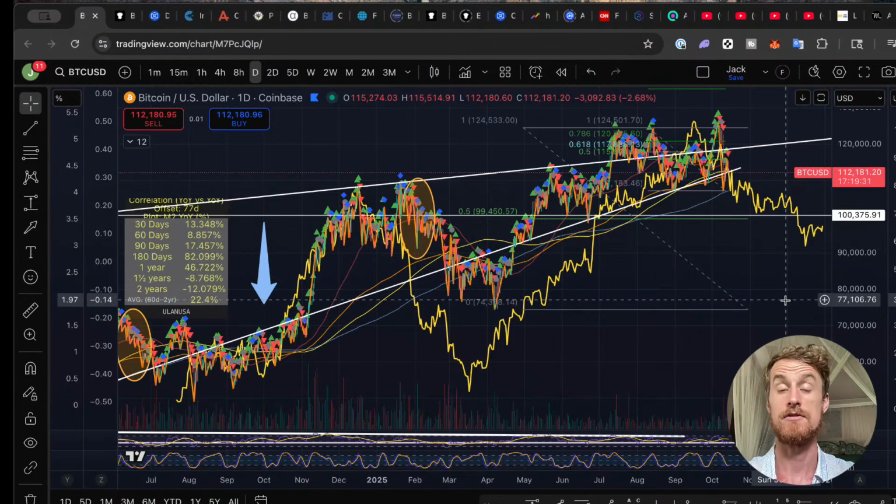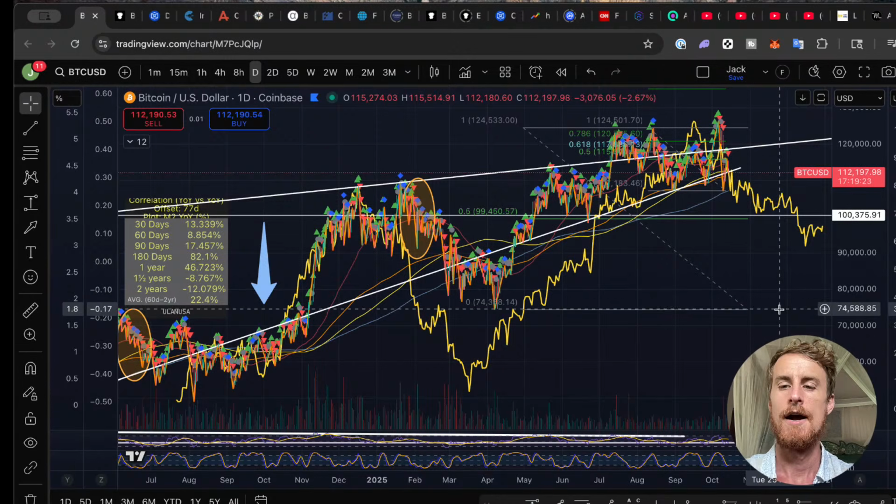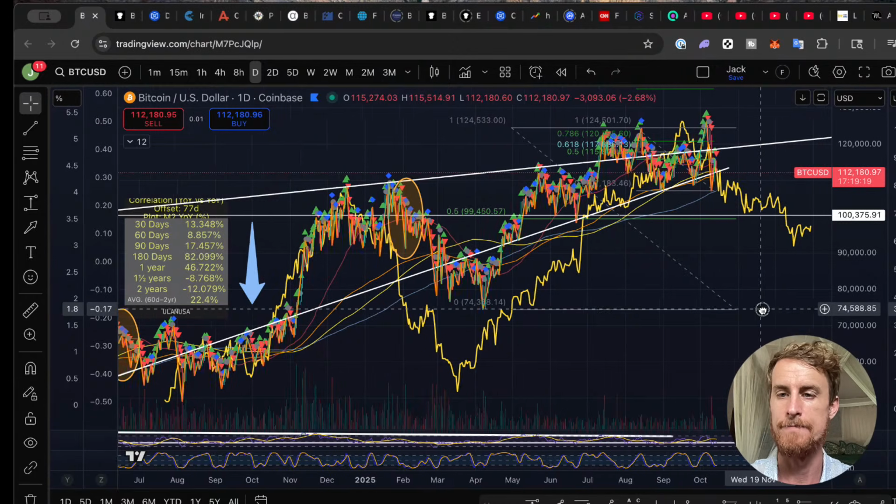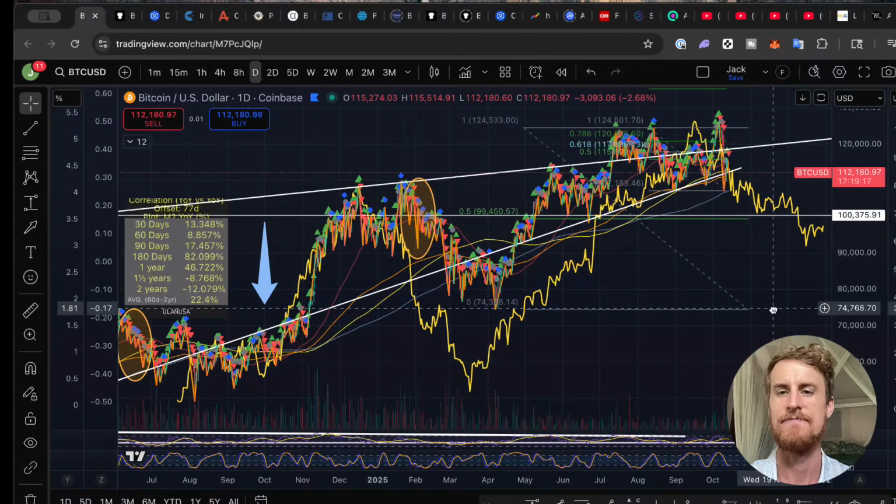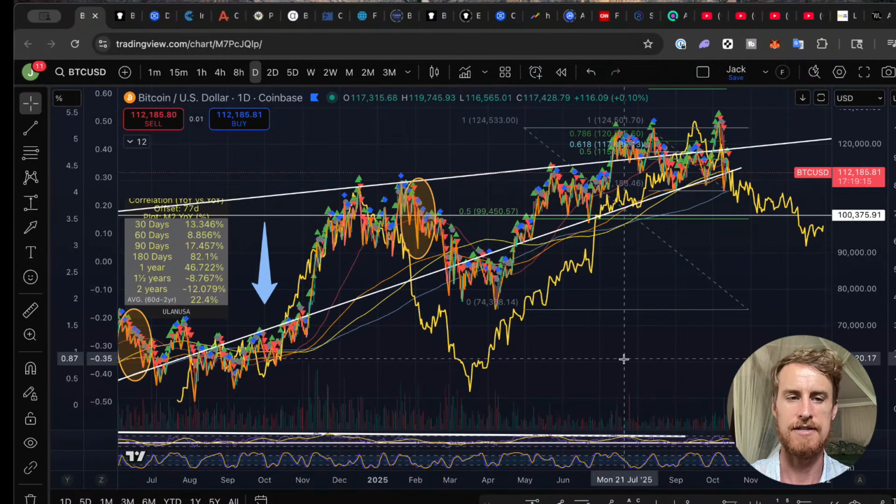But none of this is financial or investment advice. You have to make your own financial decisions. Investing is risky. You could lose all your money. And I want to make sure I don't lose all my money, because this is risky. Crypto is extremely risky.